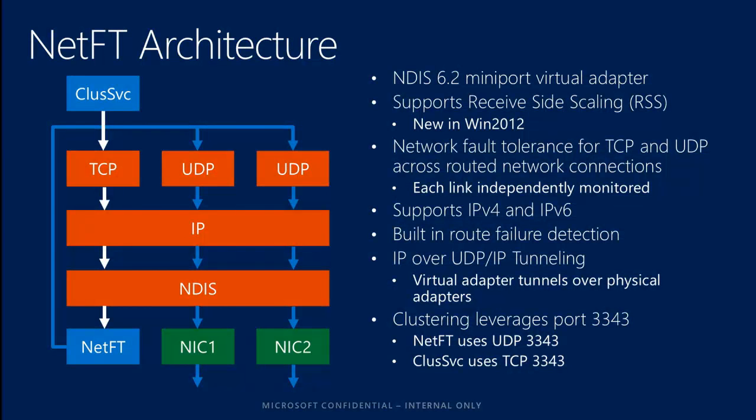The important thing to remember here is that NetFT is using both TCP and UDP 3343. When you install the failover clustering feature, by default, we will plumb all of the firewall rules for you, enabling all the necessary rules. But if you're using a third-party firewall product, or a physical network device firewall between the nodes in the cluster, be aware that you're going to have to open up port 3343 for clustering to be able to communicate with the nodes.